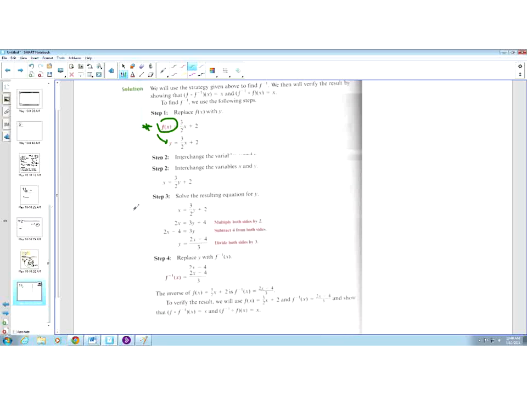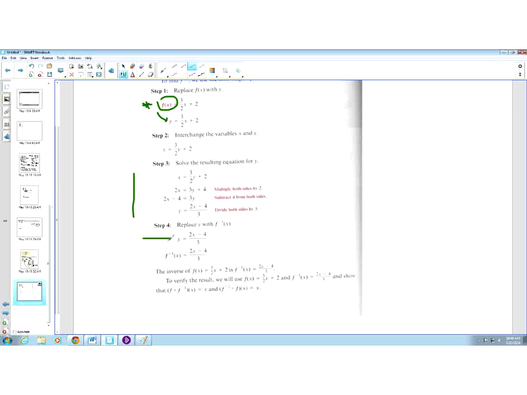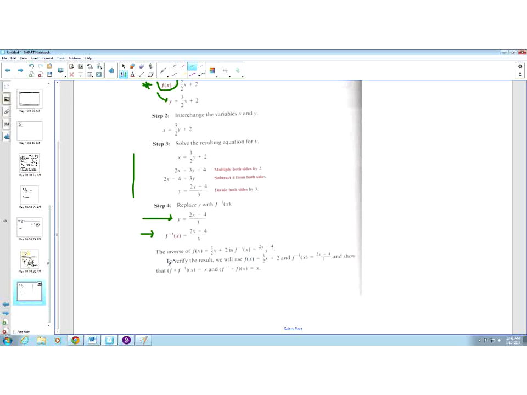So algebraically solve for y. Here are the algebraic steps. I won't go over them in detail. And so once we solve for y, then we replace y with f inverse of x. Now, the technical note here is, how do we know that this is in fact the inverse? Well, it turns out this little rule right here: a function composed with its inverse of x should equal x.